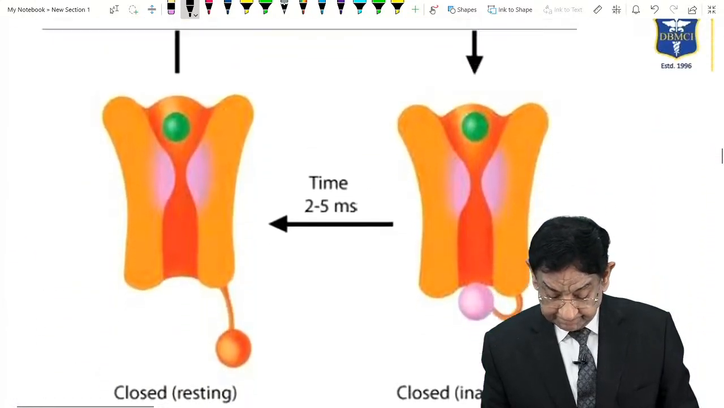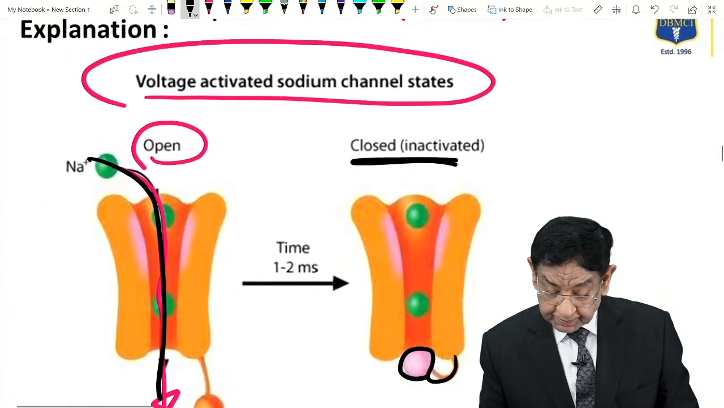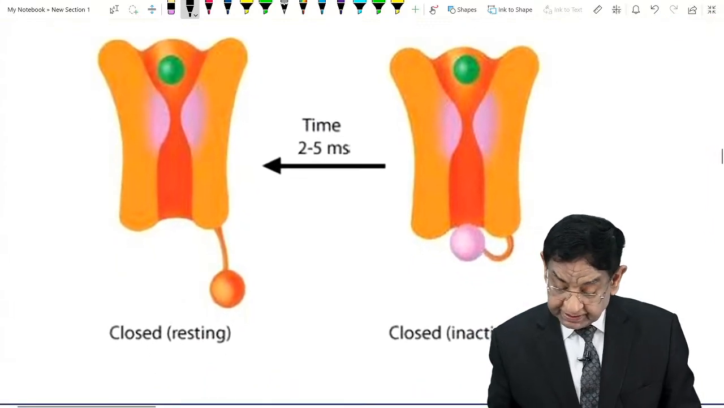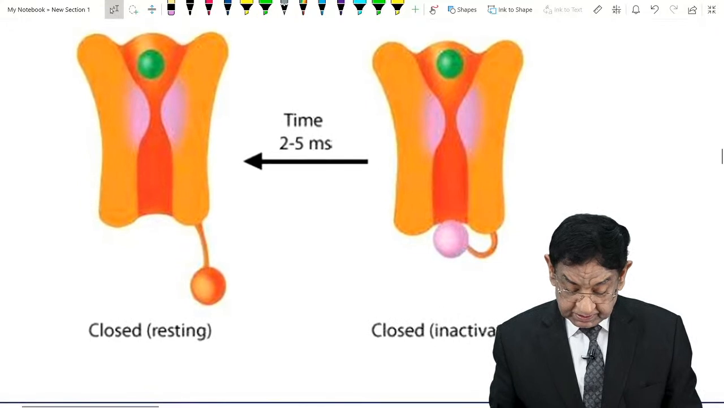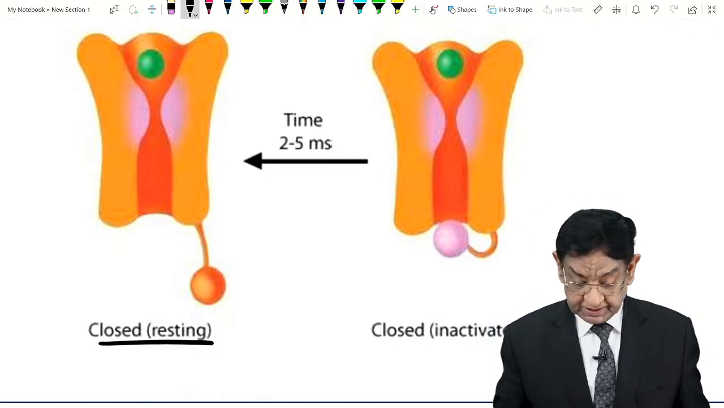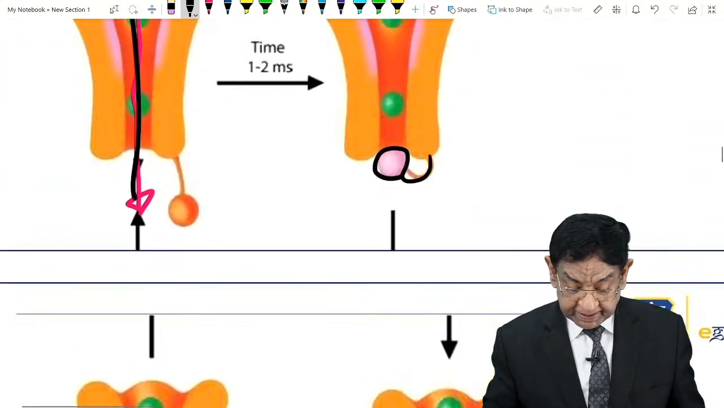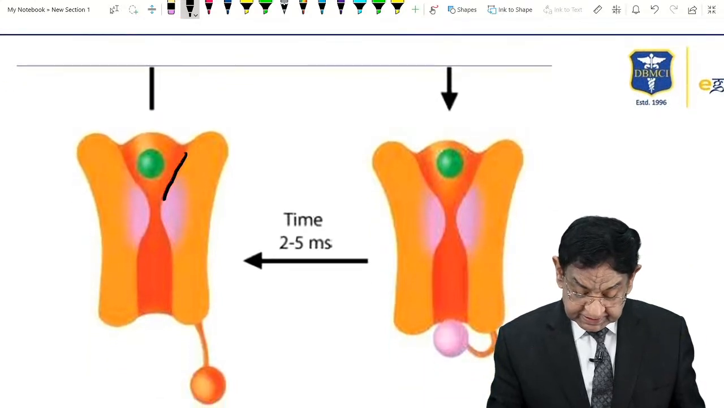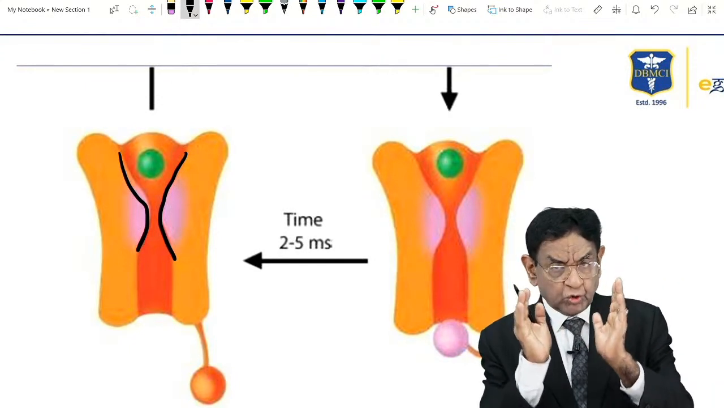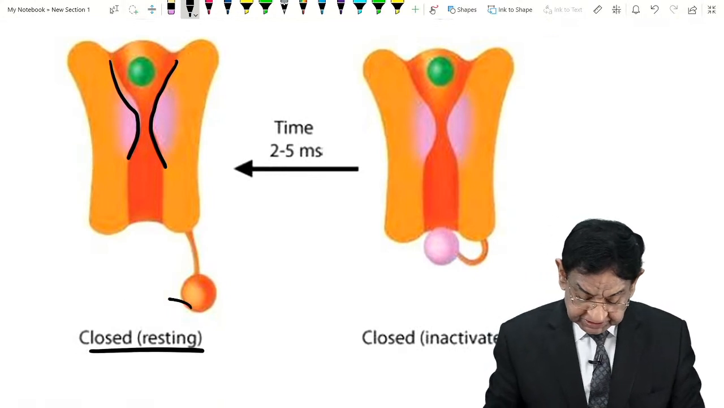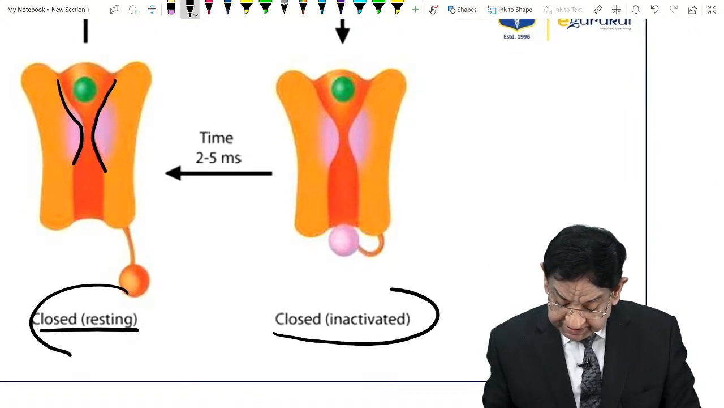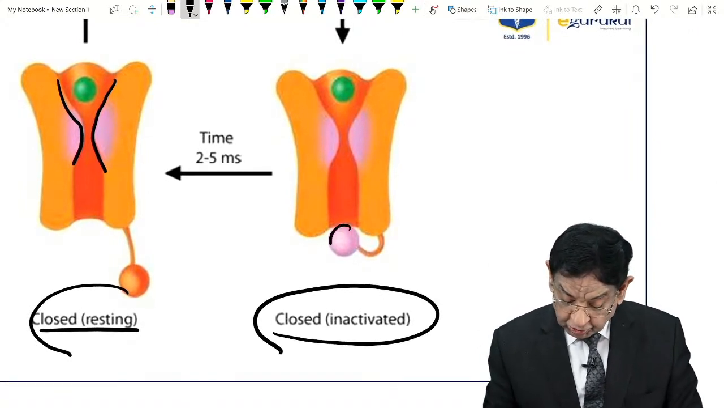Now we have the resting stage. Look at this and compare with the previous one. In this resting stage, the size of the road has been reduced. Then look at this, the inactivated stage. Closed, that means closed also.